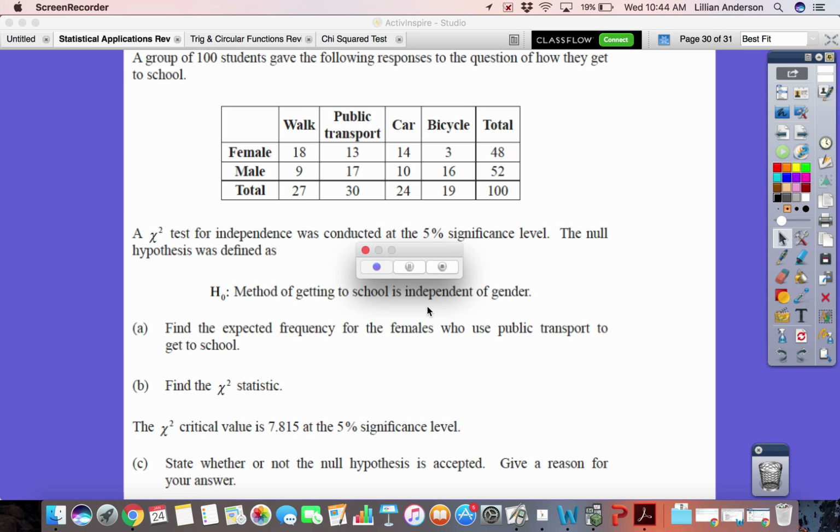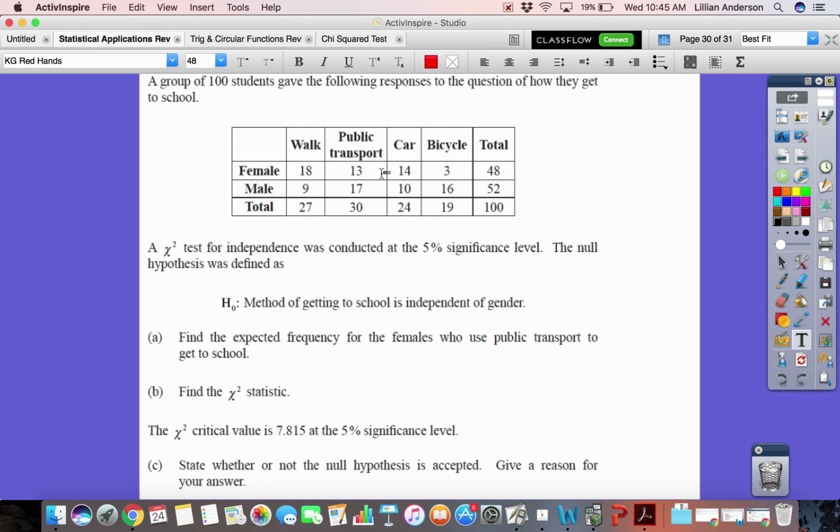So here's an example that we're going to take a look at first. It says a group of 100 students gave the following responses to the question of how they get to school. So you have this data here. You got males and females, walk, public transportation, car, bicycle, and then you have the respective totals. Now it says a chi-square test for independence is conducted at a 5% significance level, and the null hypothesis is defined as the method of getting to school is independent of gender.